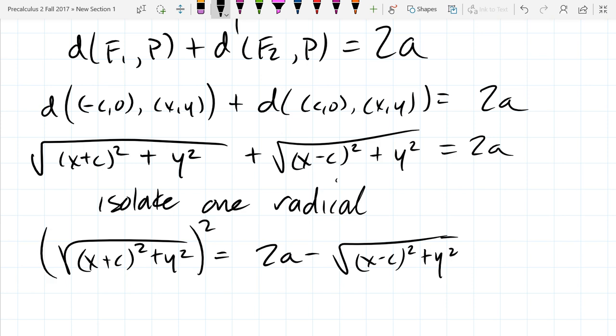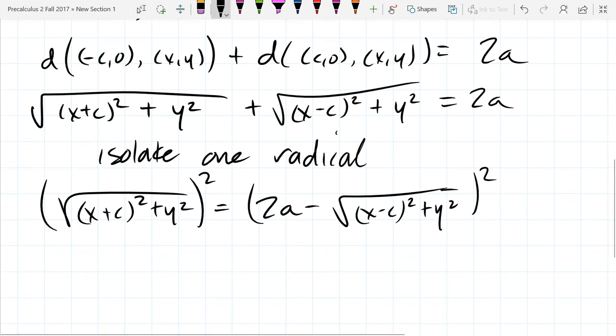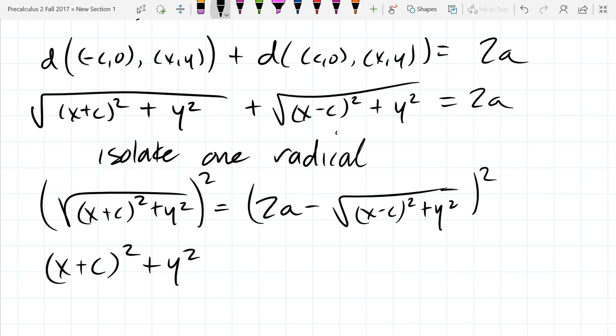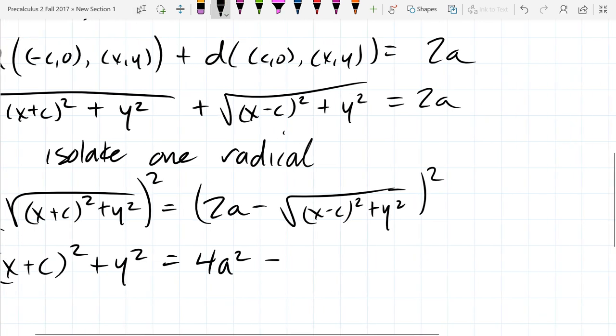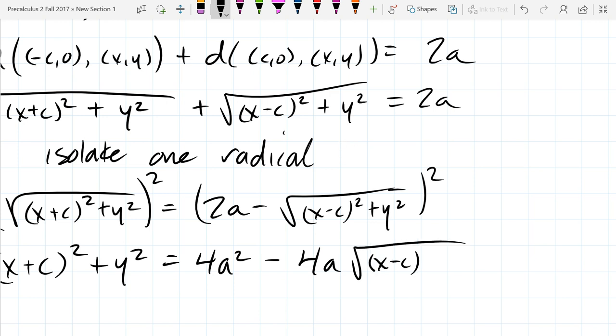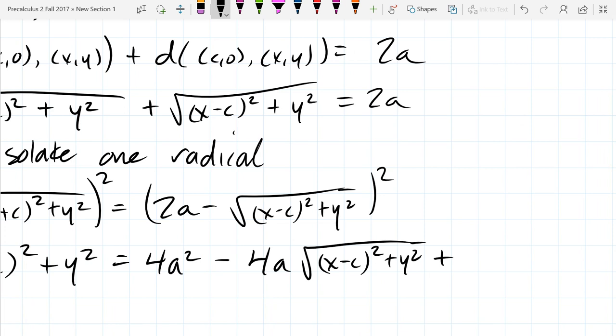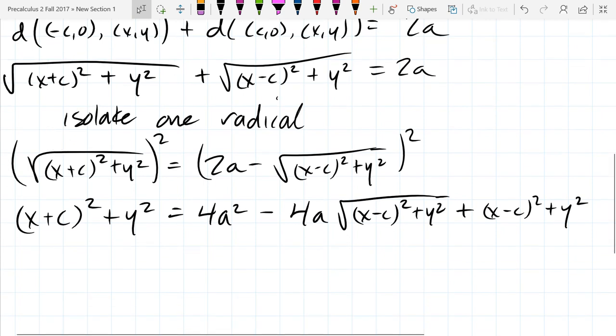And now we'll square both sides. It'll make the left side very nice, cancels the square root. Now the right side I have to FOIL: 2a squared, that's 4 times a squared, minus, there'll be an inside-outside term, so we'll get two of these, so that's 4a times the square root of (x minus c) squared plus y squared. And then the negative square root squared is positive (x minus c) squared plus y squared. I know there's a lot of algebra at one time. I just FOILed out the right side. So there's the first term squared, the last term squared, and then my outside-inside terms are what's not underlined.